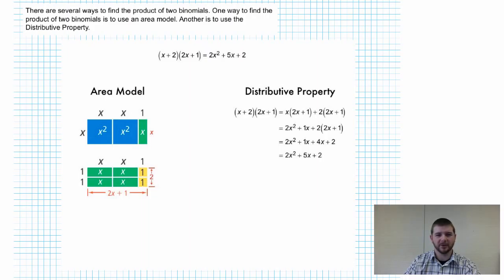So we'll investigate this multiplication of two binomials, and we have the solution, but we'll investigate it in terms of an area model and using the distributive property. And then we'll learn another technique for multiplying binomials that you may find preferable to these two.